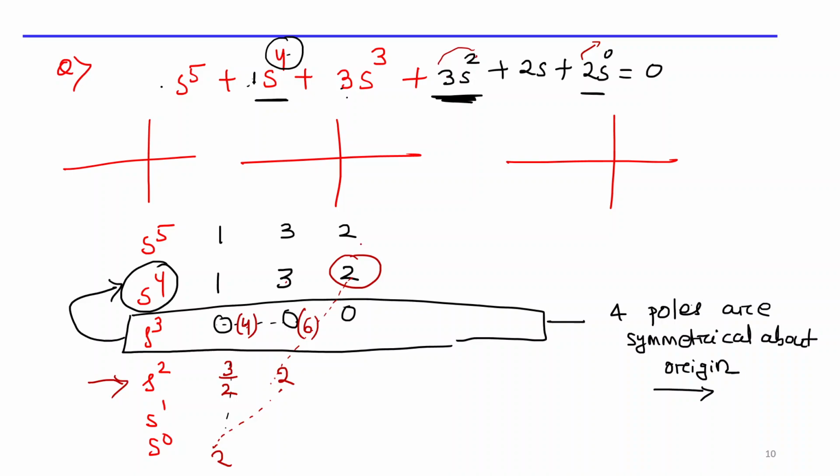Next, you find out the s to the power 1 term. This is 3 by 2 into 6, minus 4 into 2, divided by 3 by 2. So this will be 2 by 3. So you got all the elements of this column now. You understand how I calculated? If you don't understand, then ask me. If you understand, it's good. How I calculated the coefficients. Is it okay?